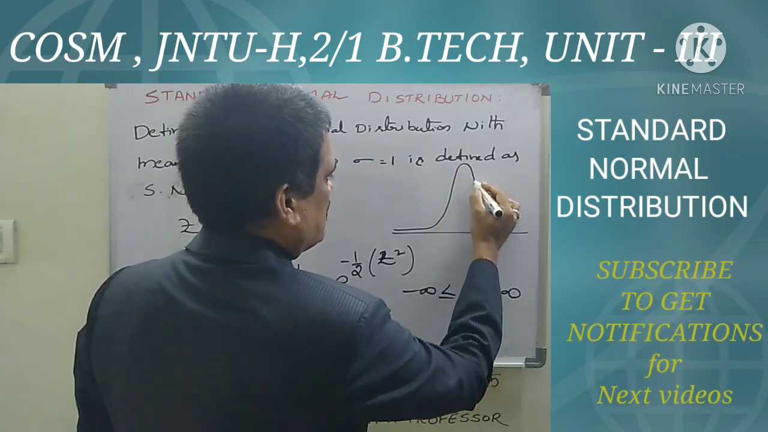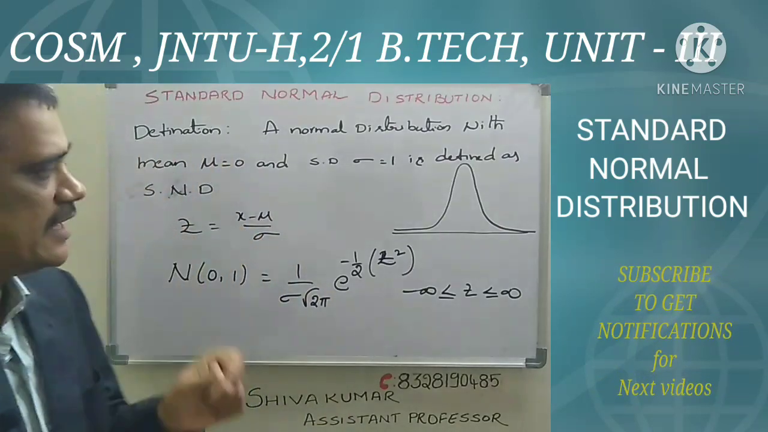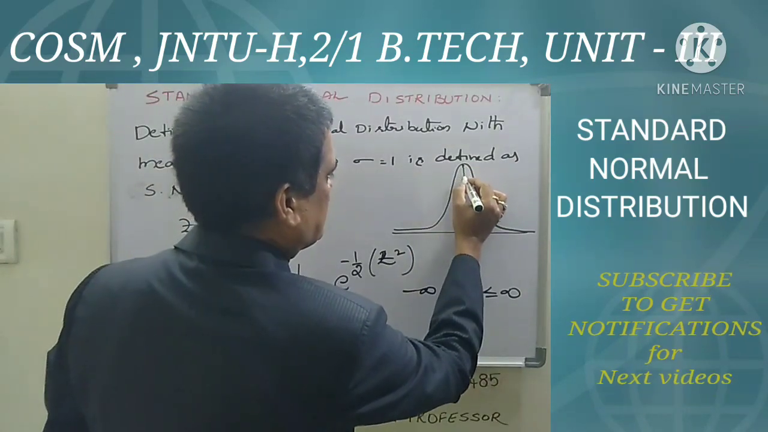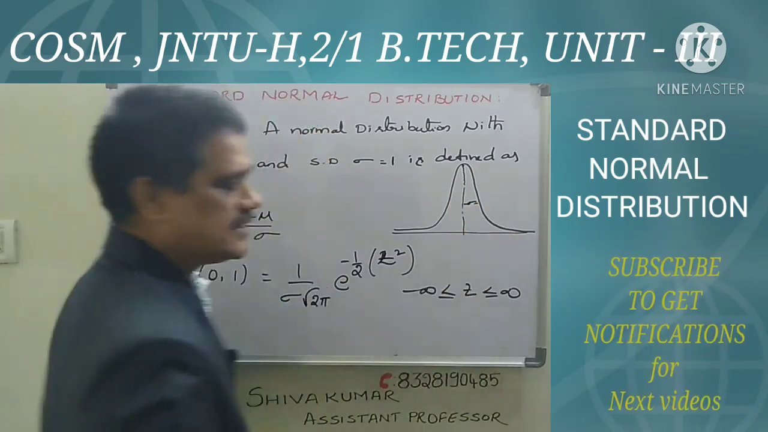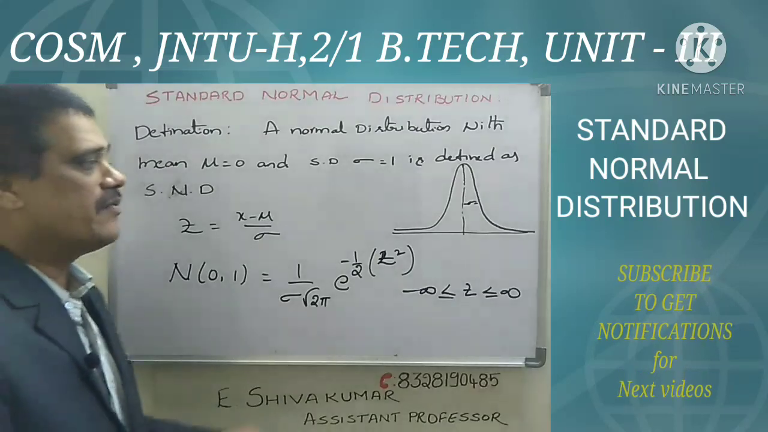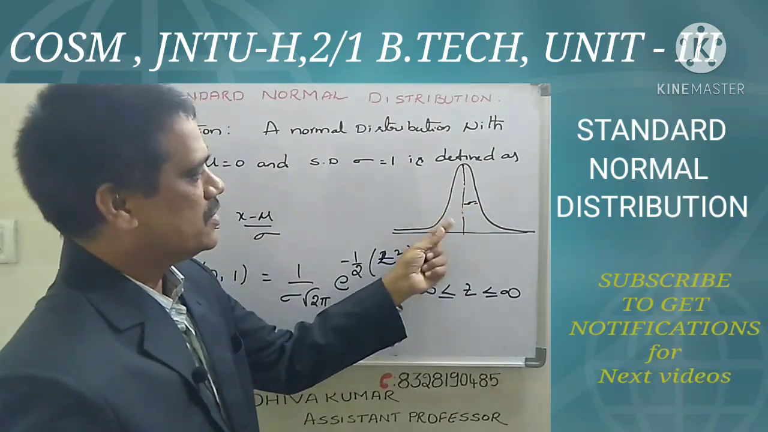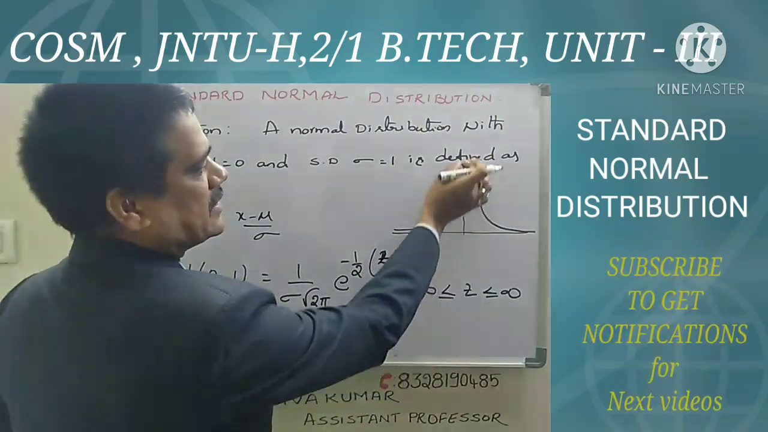Why? Because the sigma is always equal to 1. That means the distance is very small, that is, the sigma value is very small. For smaller values of sigma, you will get higher, closer peaks. The peak you will get like this.